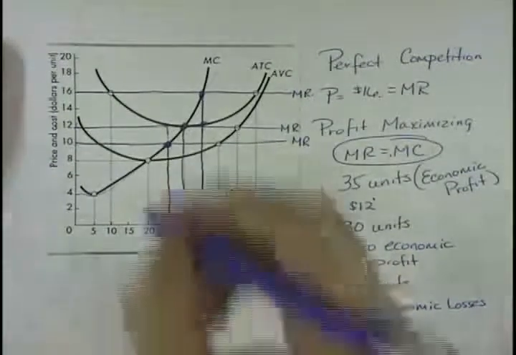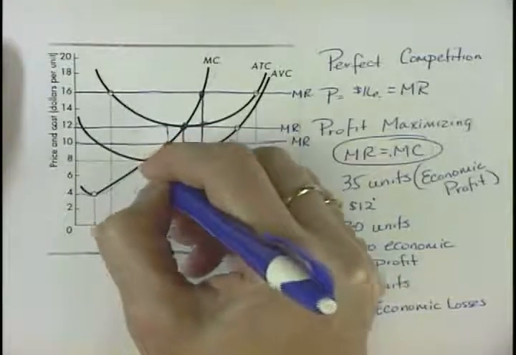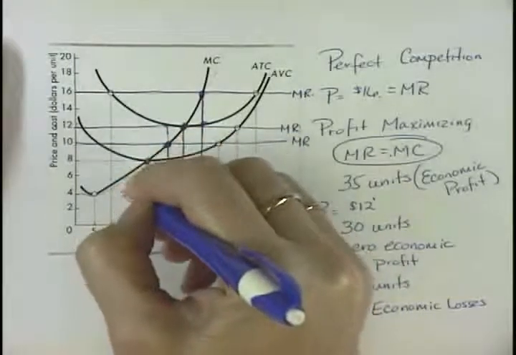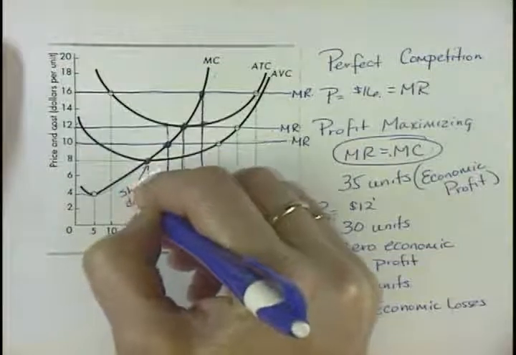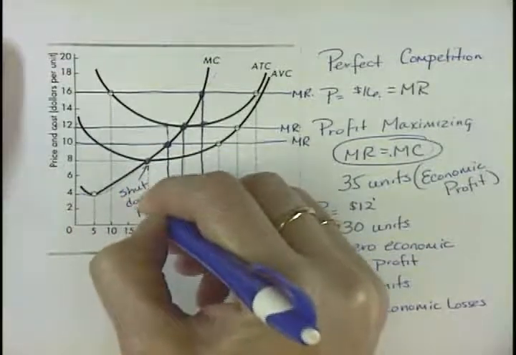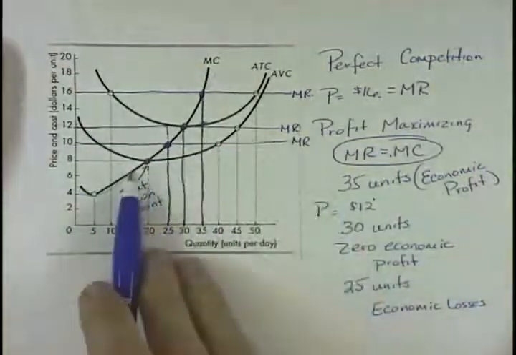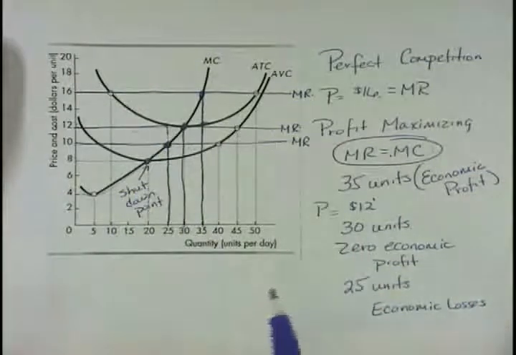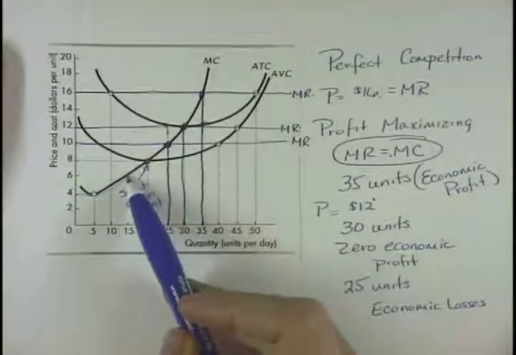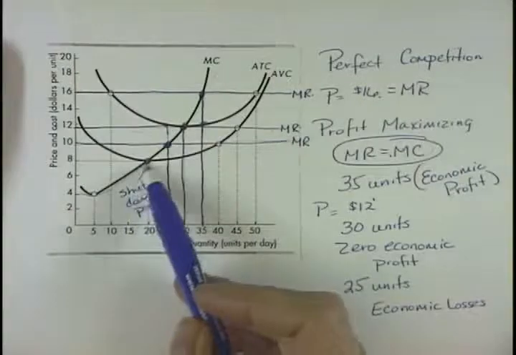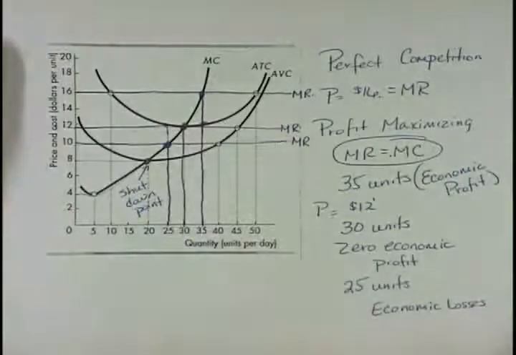Okay? This point right here is called our shutdown point. The minimum point on the average variable cost curve is called our shutdown point, because at this point, if the price goes any lower, we're going to shut down instantly. This is our shutdown point.